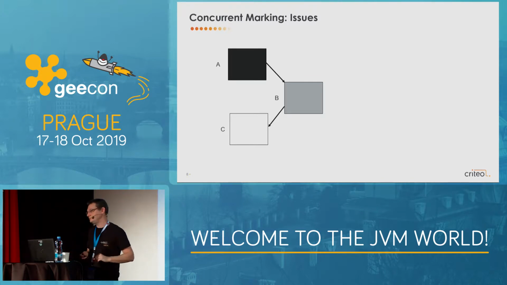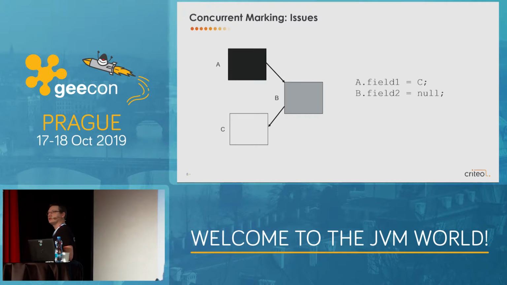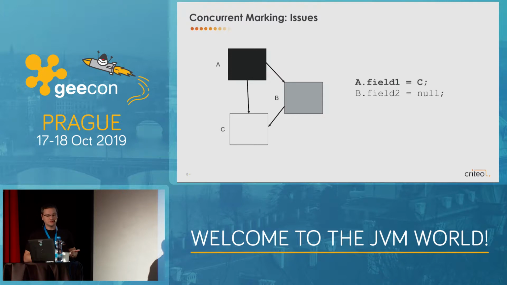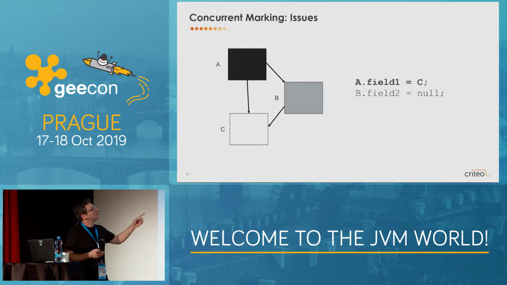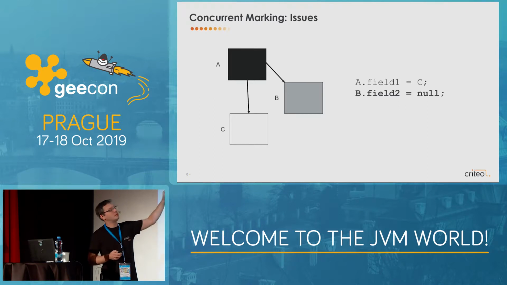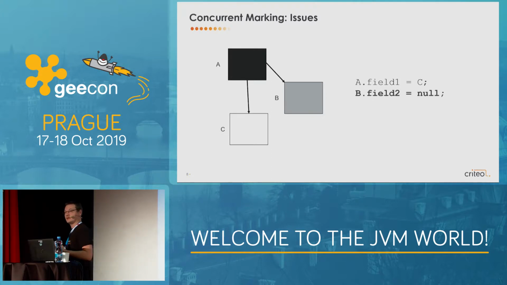We are at the B. And we have the application thread executing those lines. So we are storing a reference of C into A, so the object A references C. And we are removing a reference from B to C. As we are at the B level for the marking, we cannot reach the object C. And C is still alive because A references it.